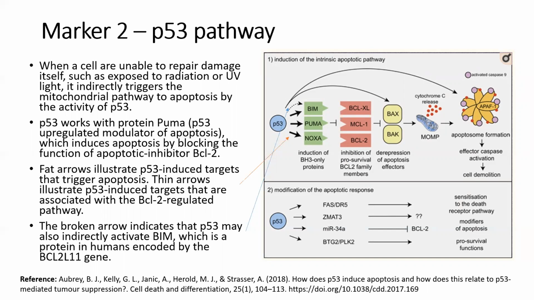And the broken arrow shows us that not only the PUMA protein is associated with p53, but also another protein indirectly activated, which is BIM, a protein in humans encoded by the BCL2L11 gene. Altogether, they cause cytochrome C to be released and then activate caspase 9, as you can see towards the end of the picture. Only focus on the top picture, okay, not the bottom. And when caspase 9 is activated, it leads to cell demolition.